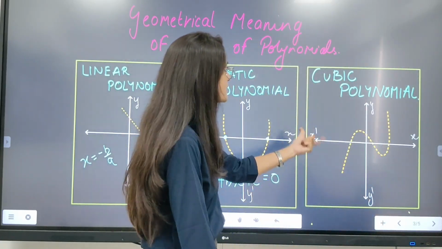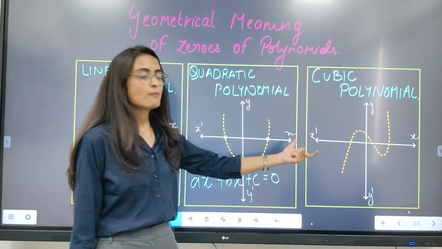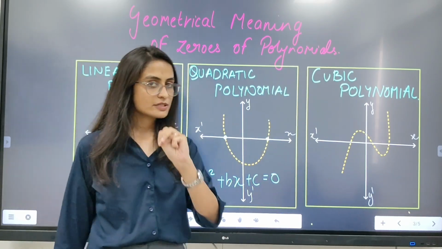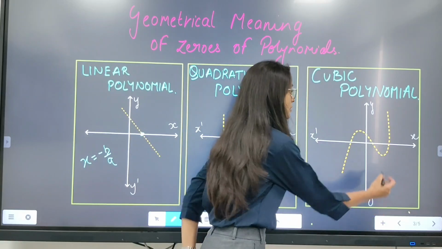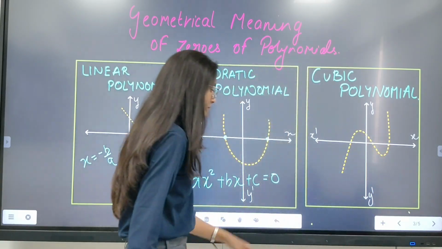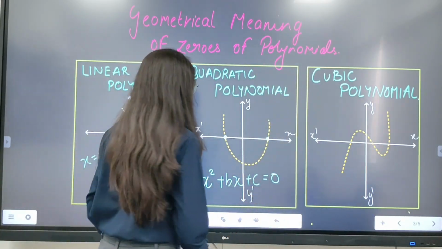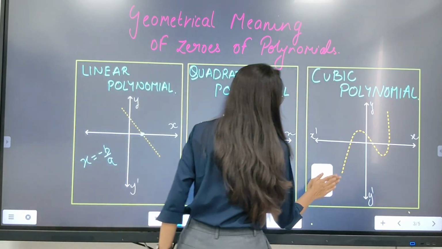Now let us consider the cubic polynomial. If the polynomial is cubic, it will have 3 zeros. So the maximum number of intersections will be 3. Okay, this is 1, 2 and 3. Now coming to the most important topic, which is the names of these graphs.